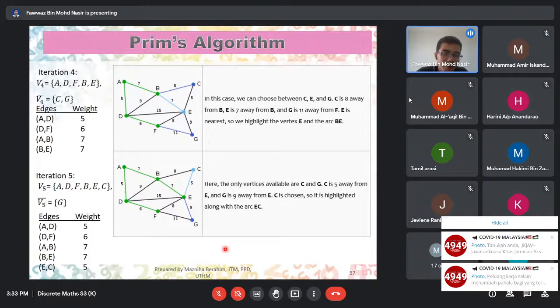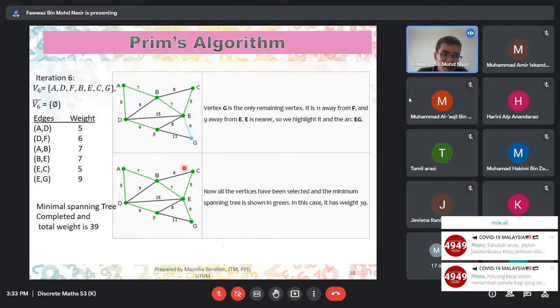Okay, then we continue on untuk identify edge with the smallest weight. So dalam case ni the remaining vertex adalah G. Okay, so memang kita kena select G. Kita tak boleh select edge FE sebab dia akan form circuit. Okay, so we select G.